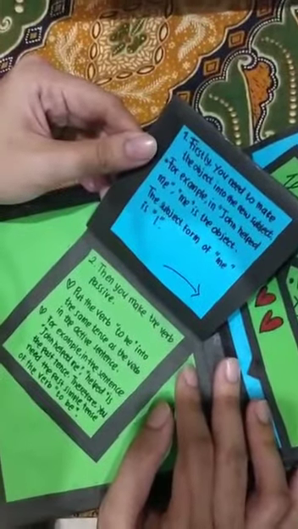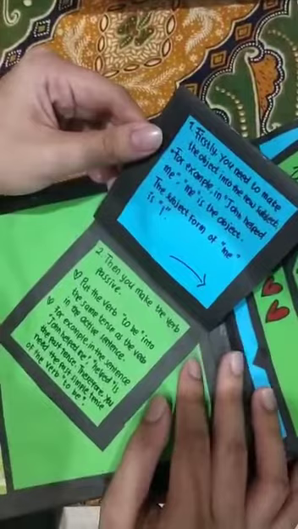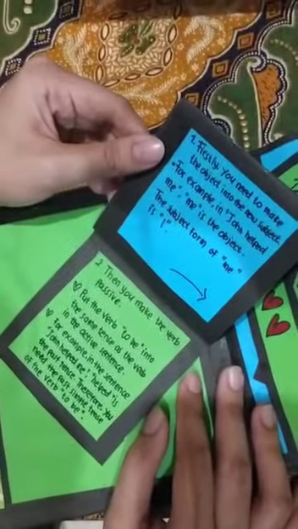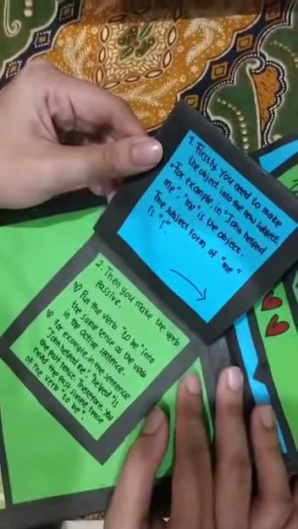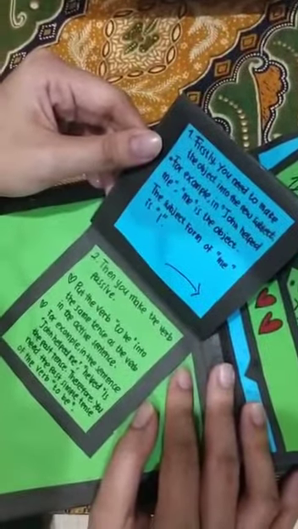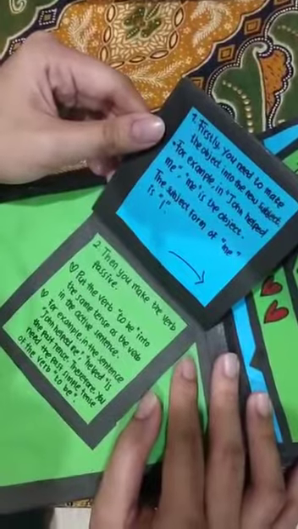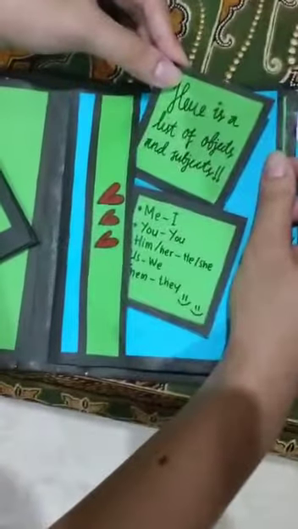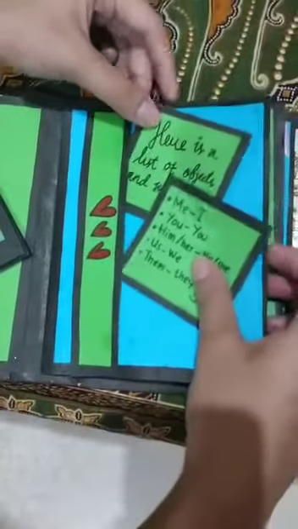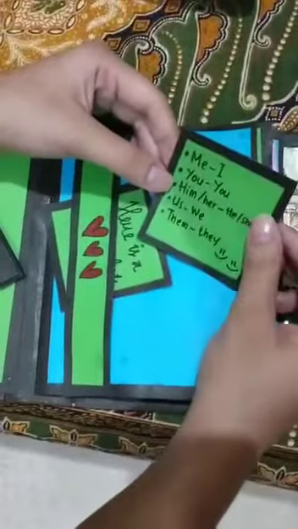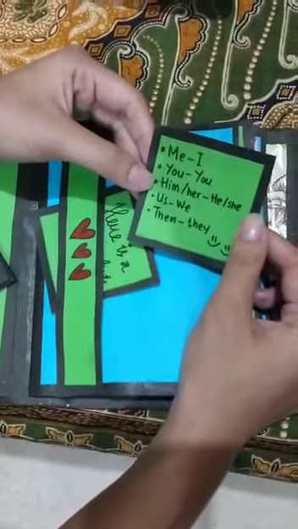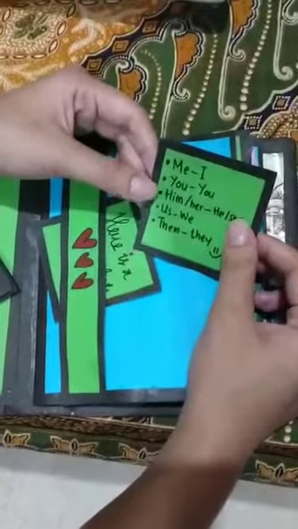Put the verb to be into the same tense as the verb in the active sentence. For example, in the sentence "John helped me," "helped" is the past tense. Therefore, you need the past simple tense of the verb to be. Okay, next. Here is a list of objects and subjects. First, me to be I, you the same, him or her to be he or she, us to be we, and the last is them to be they.